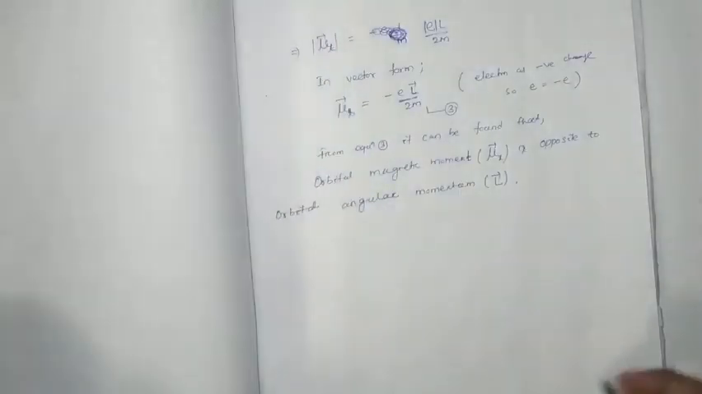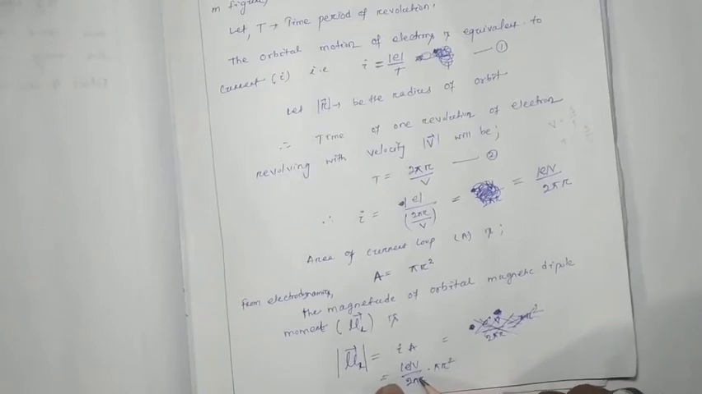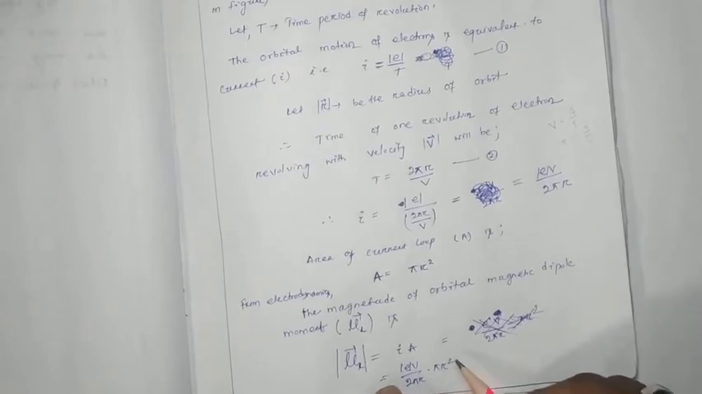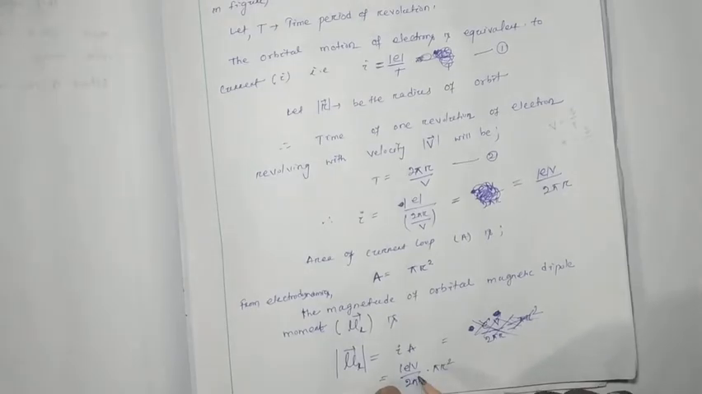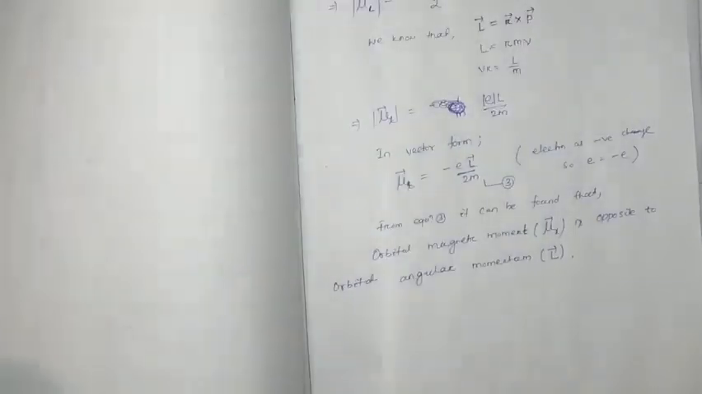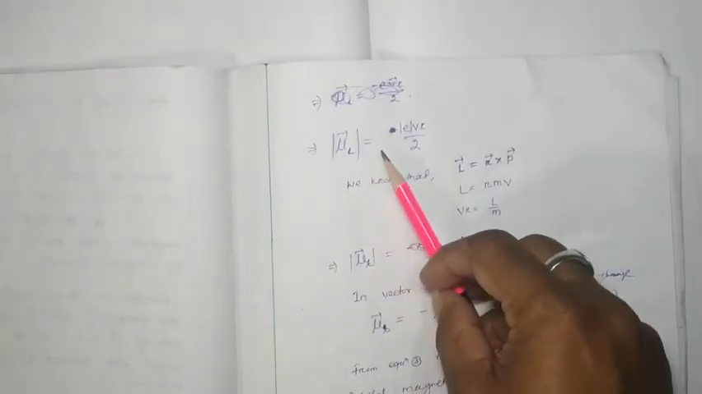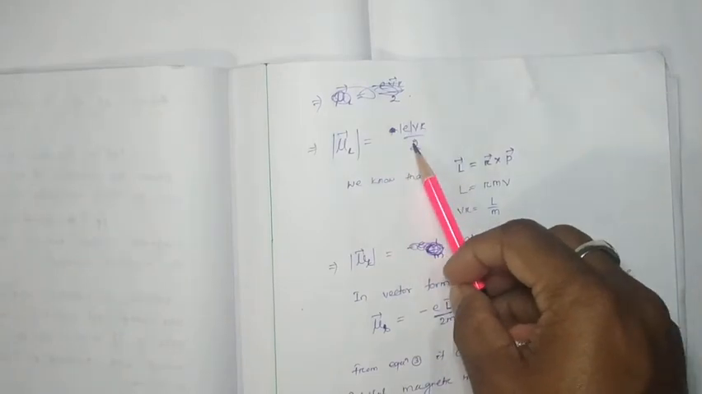So the magnitude of mu L will be, you can see here, pi got cancelled, r got cancelled. We found eVr by 2. So mu L magnitude equals eVr by 2.